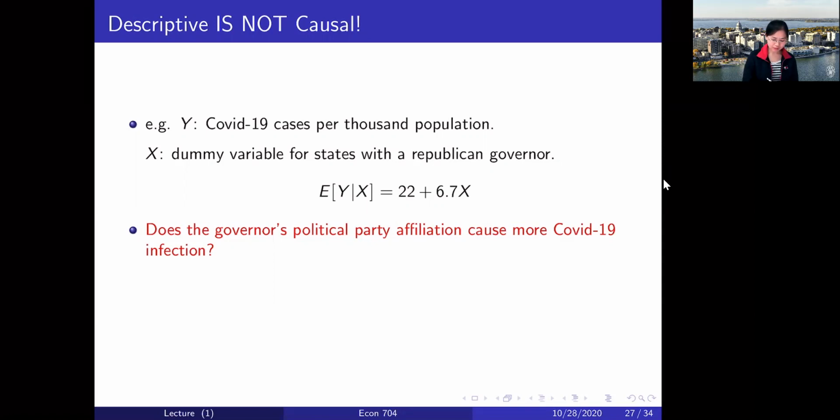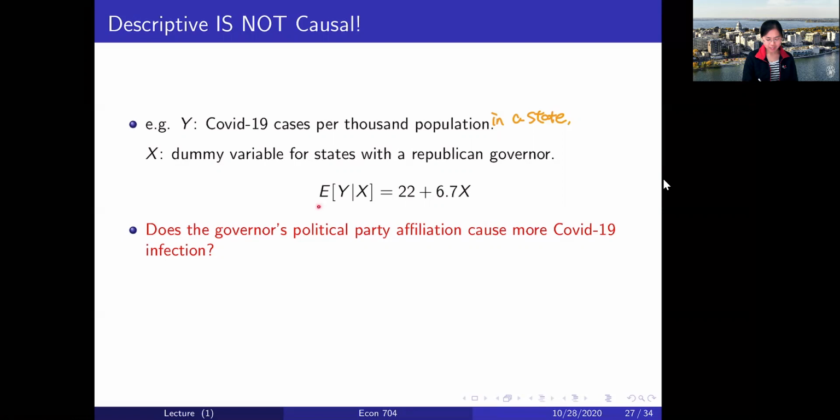So consider an example where Y is the COVID-19 cases per 1,000 population in a randomly drawn state in the United States. And let X be a dummy variable for states with a Republican governor. So X equals 1 if the randomly drawn state has a Republican governor, and X equals 0 otherwise.